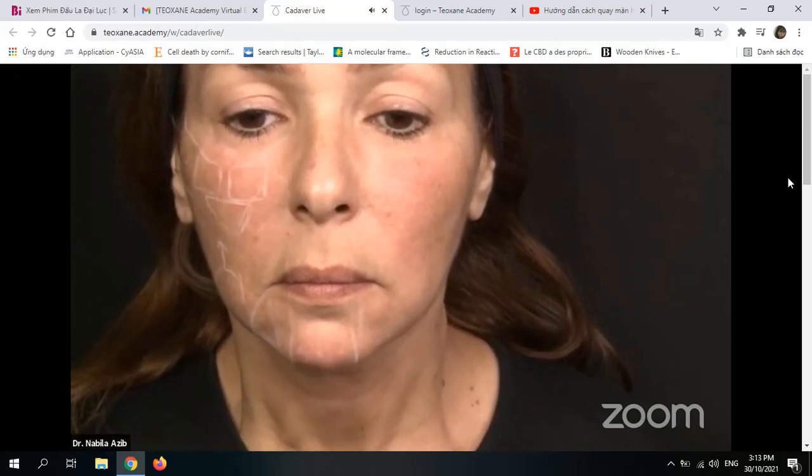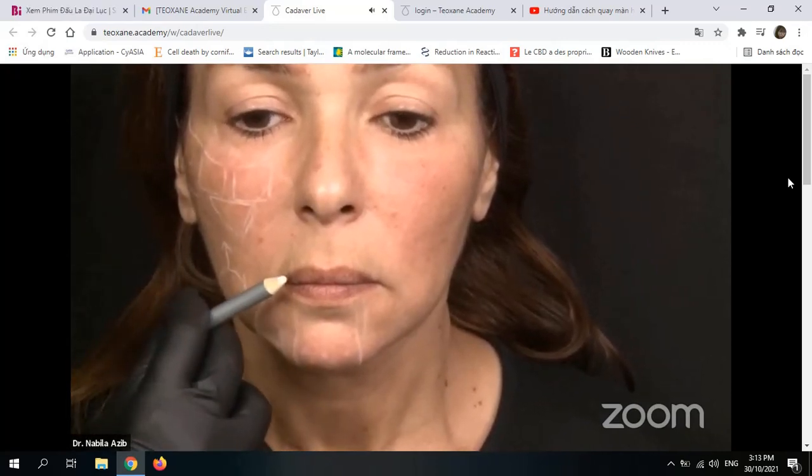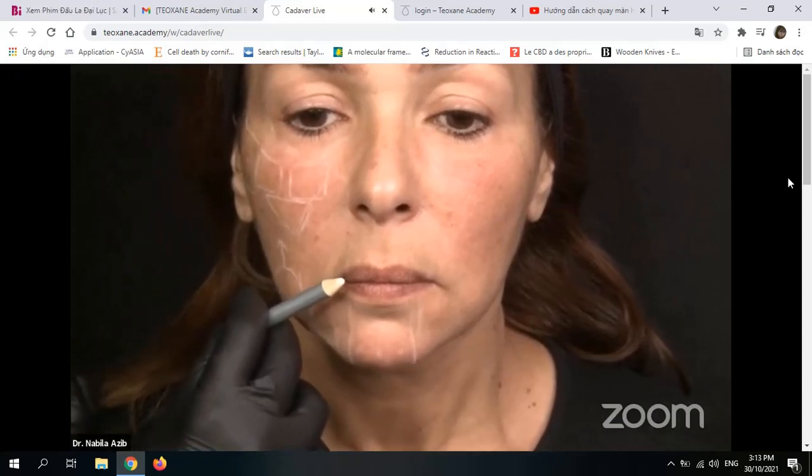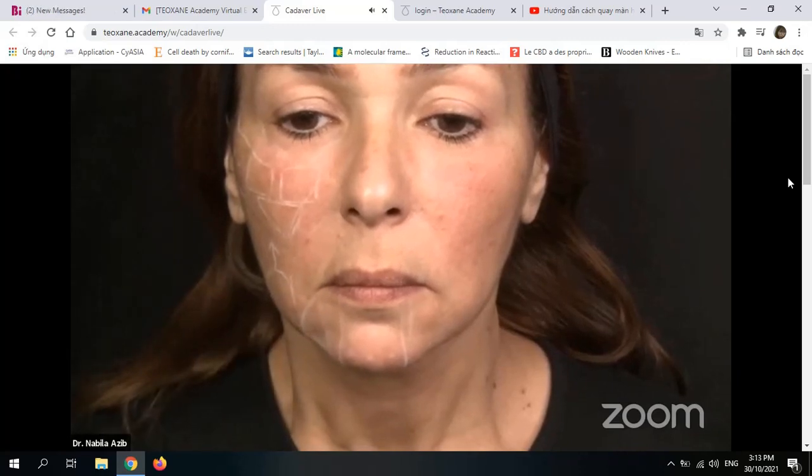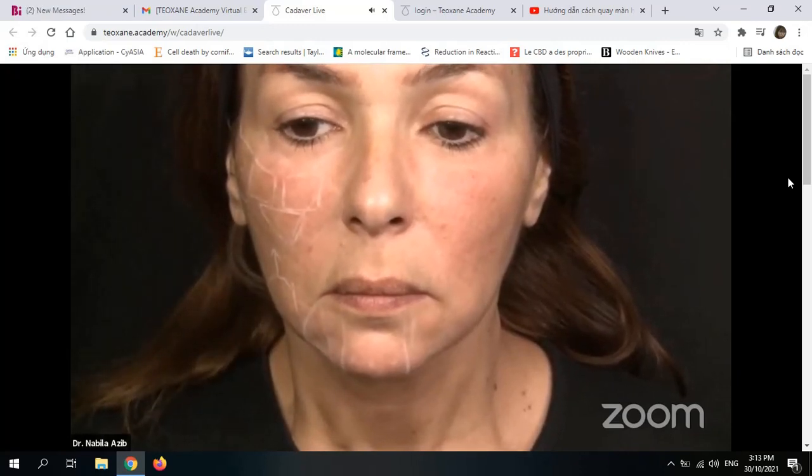And the cherry on the cake for me today will be to hydrate, to give a slight volume and a nice contouring on her lips, and here I will be using RHA2.